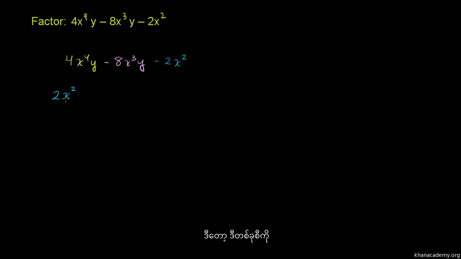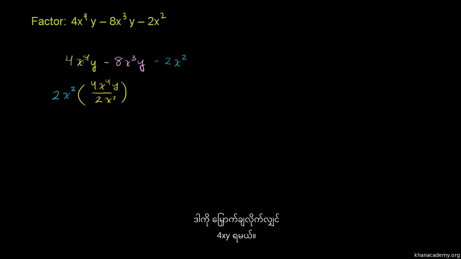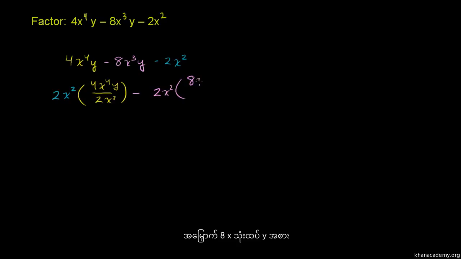So what we can do now is think about each of these terms as the product of 2x squared and something else. And to figure out the something else, we can literally undistribute the 2x squared. Or even before we undistribute it, we could say, look, 4x to the fourth y is the same thing as 2x squared times 4x to the fourth y over 2x squared. If you just multiply this out, you'd get 4x to the fourth y. Similarly, you could say that 8x to the third y, I'll put the negative out front, is the same thing as 2x squared, our greatest common factor, times 8x to the third y over 2x squared.